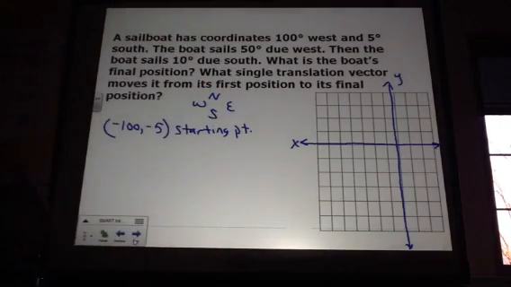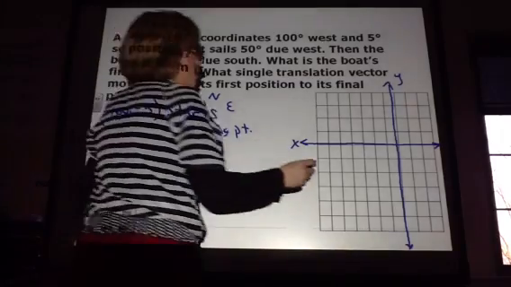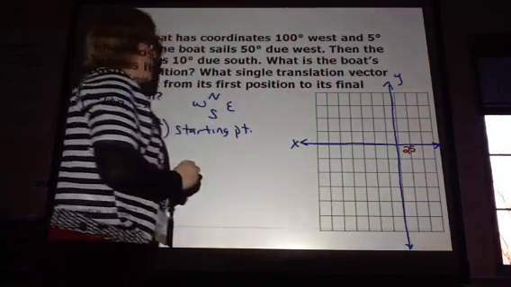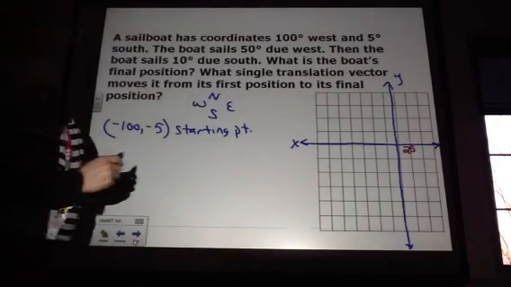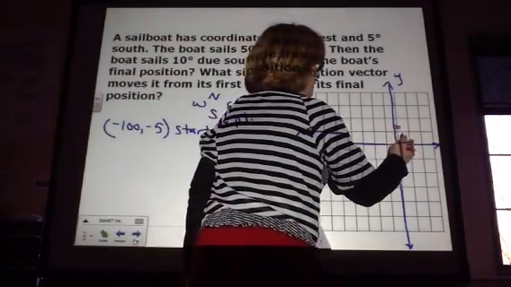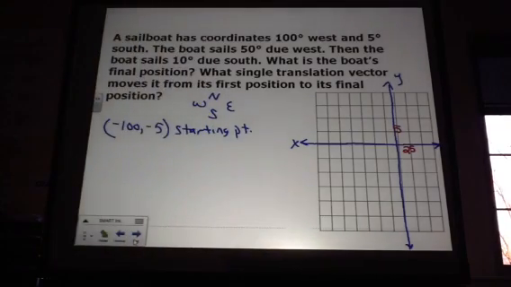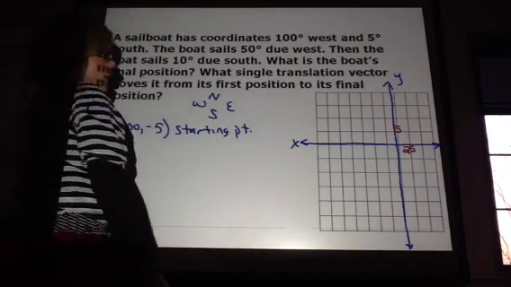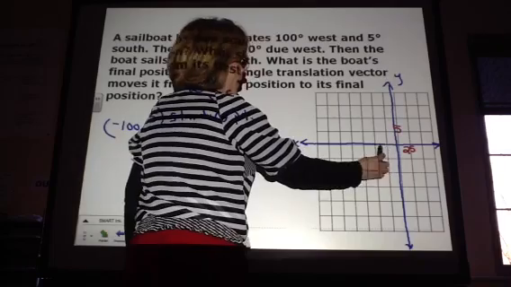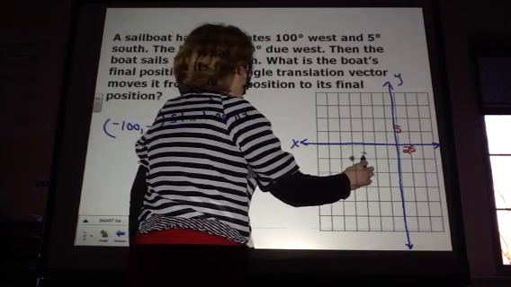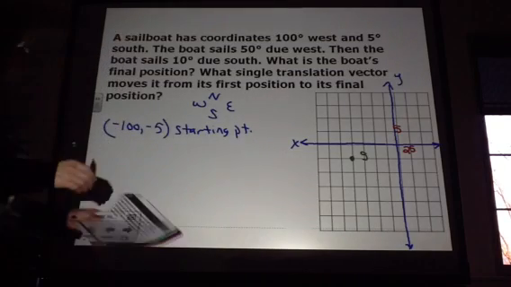Okay, so for my horizontal, each tick line is going to represent 25. Okay? And then for my vertical, each tick line is going to represent 5. So for my starting point, negative 100, negative 5. So I go 25, 50, 75, 100, negative 5. So right here, I'm going to put an S for my starting point.